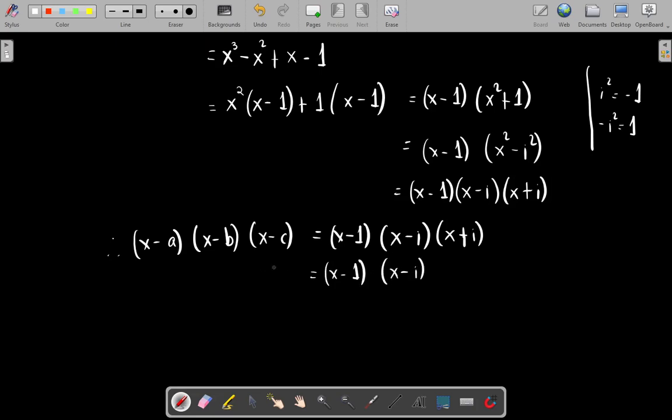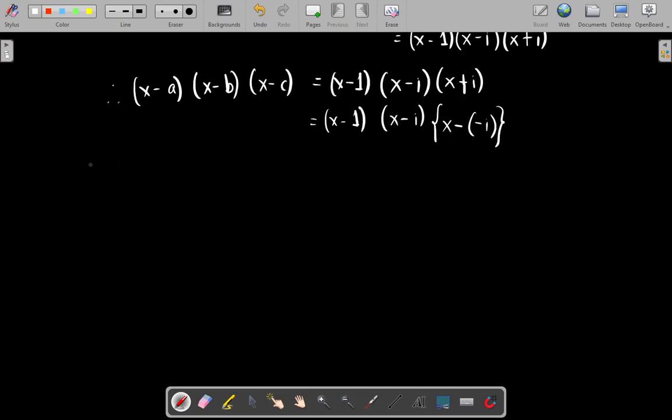But if we want to equate both sides, we have to make the last term x minus something. Okay, it is x plus something. So let us introduce minus here, and then we introduce a minus inside this bracket and make it x minus of minus i. Okay. So now we can compare both sides. See, both sides are like x minus something into x minus something into x minus something, right?